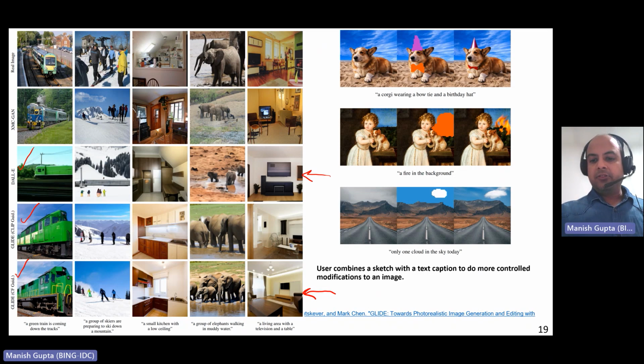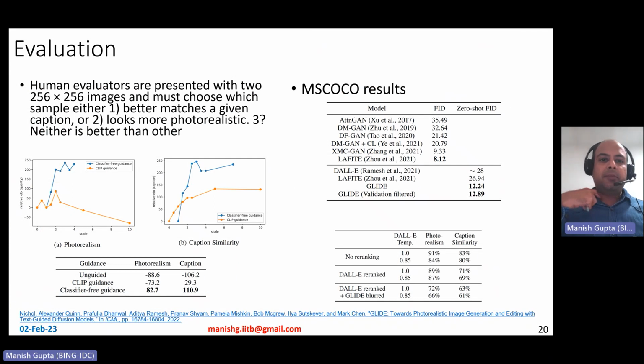You can also use a sketch with a text caption to do more controlled modifications to the image, as we discussed even on the previous slide. As you see, you can cover that and say, hey, fire in the background and so on. Okay, so let's talk about evaluation.